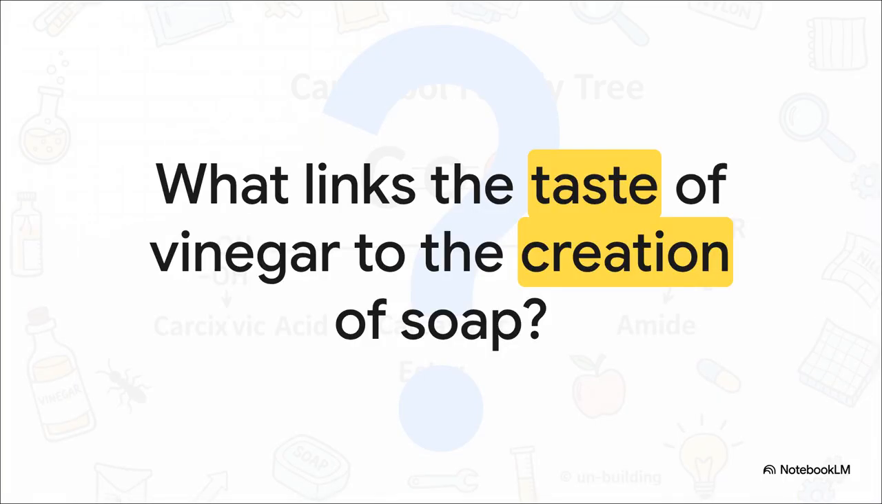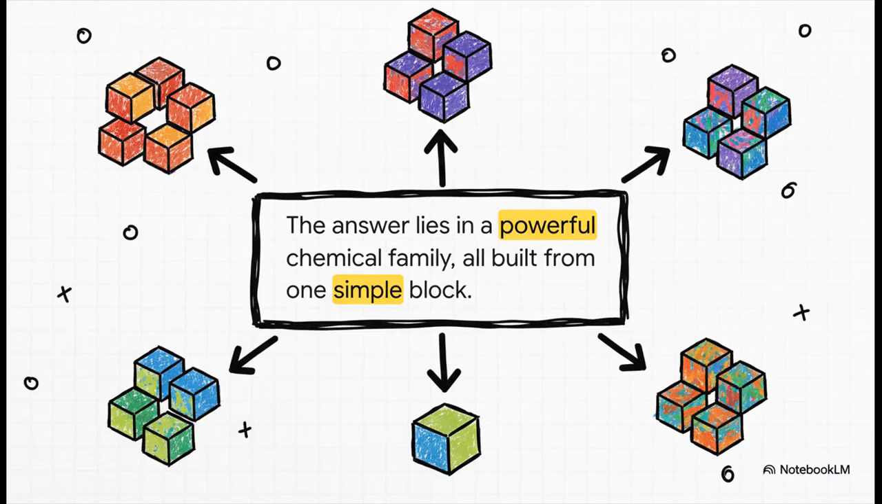So let's kick things off with a little bit of a mystery. What in the world could possibly connect the sharp, tangy bite of vinegar with the slick, cleansing power of a bar of soap? I mean, on the surface, they seem like they're from completely different worlds, but deep down, they actually share a secret chemical ancestry. And the key to solving that mystery is exactly what we're diving into today. The answer is found inside a single, incredibly versatile family of organic compounds, and the wild part is that they all spring from one fundamental building block.